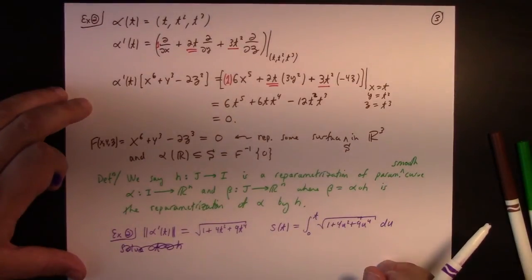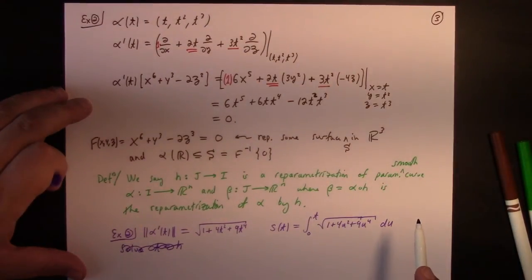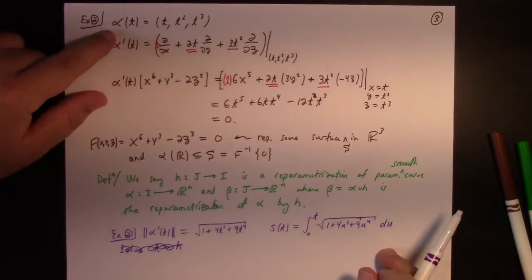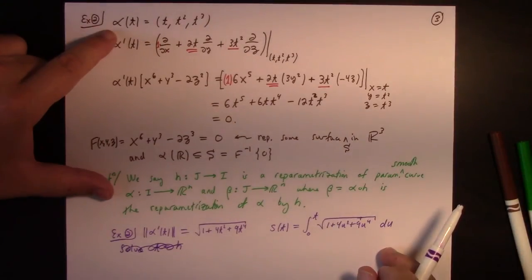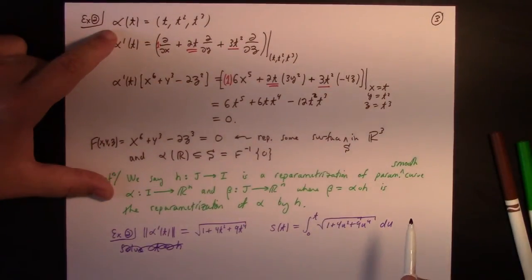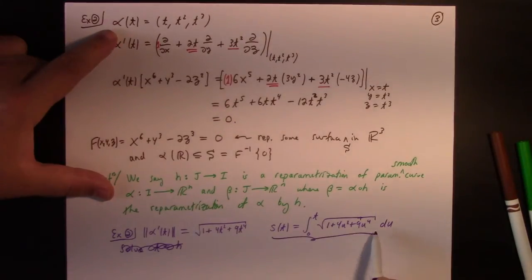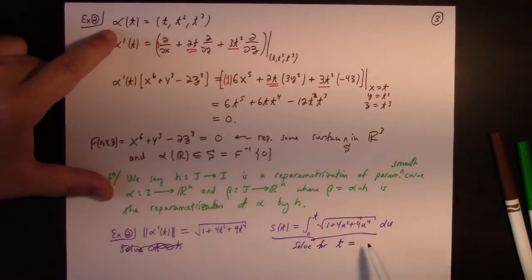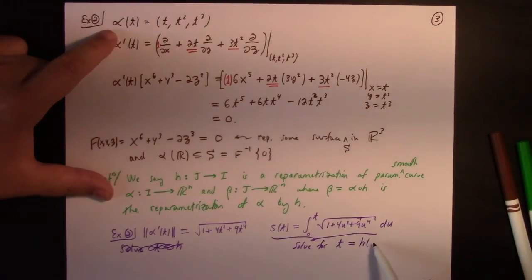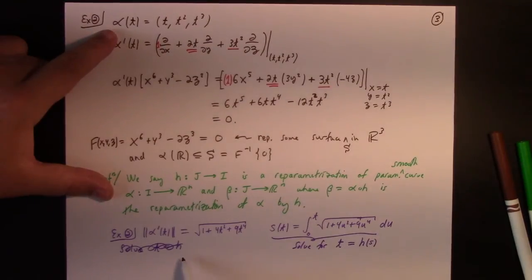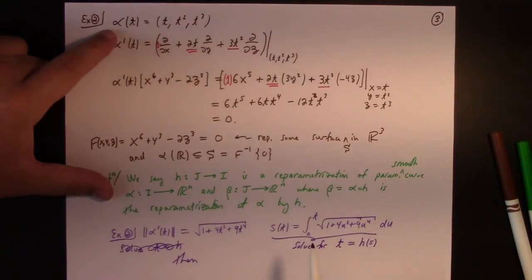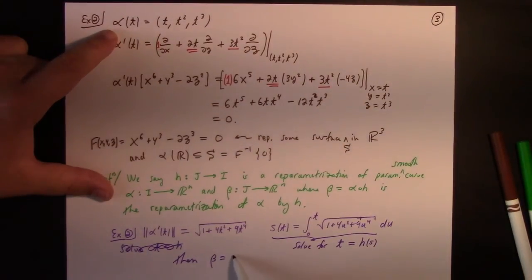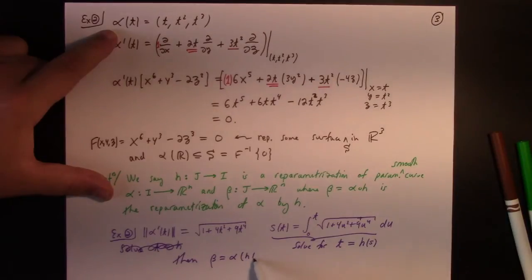How to say this? Let's see here. So I want to say how do we make the curve alpha in terms of arc length? Well, I want to take this t and replace it with, basically I want to solve this. Say solve for t equals, let's say, h of s. Then we'd say beta is equal to alpha of h of s.